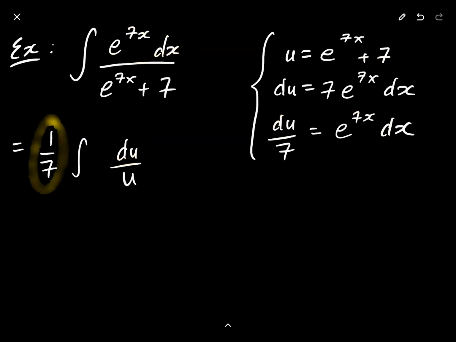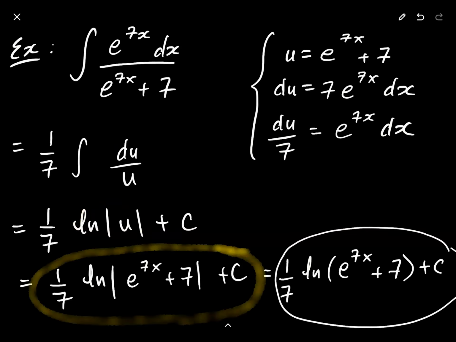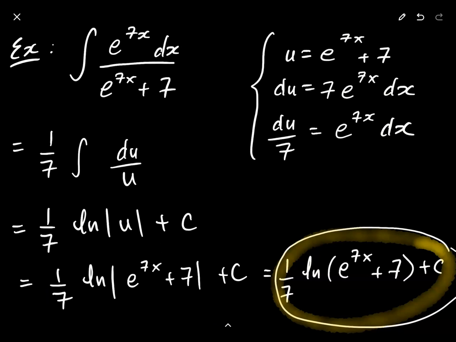So we have 1 over 7 in the front, integral du over u. Just recall that 1 over u, or u to the minus 1, has its own antiderivative rule. The antiderivative is ln of u in absolute value. So if we put it back in x, the antiderivative is 1 over 7 ln of the absolute value of e to the 7x plus 7 plus c. And since e to the 7x plus 7 is always positive, we let go of the absolute value in the final answer.